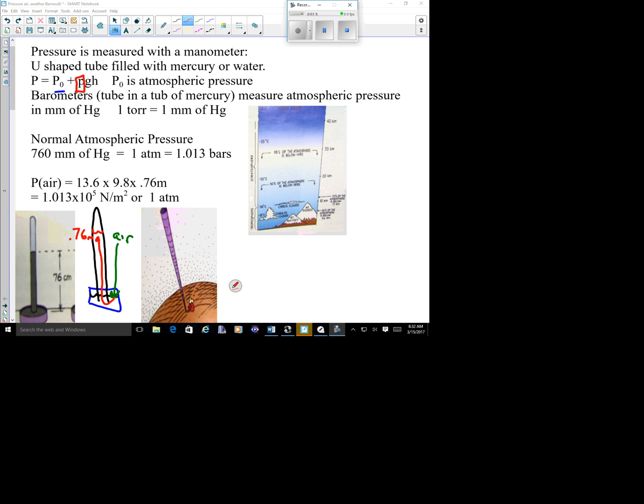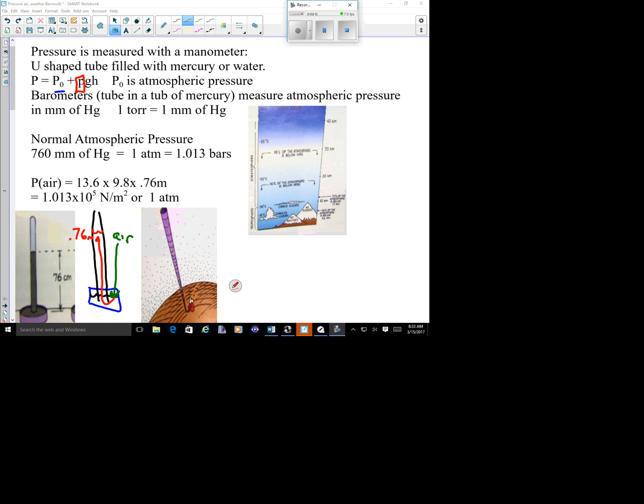The density of mercury, that weird-looking rho that I just put a square around, is 13.6 kilograms per cubic meter, times gravity, which is 9.8, times the height. If it's 0.76 meters, I'm going to put that in there. And this all ends up equaling 1.013 times 10 to the fifth newtons per square meter, or what we also call 1 atmosphere.